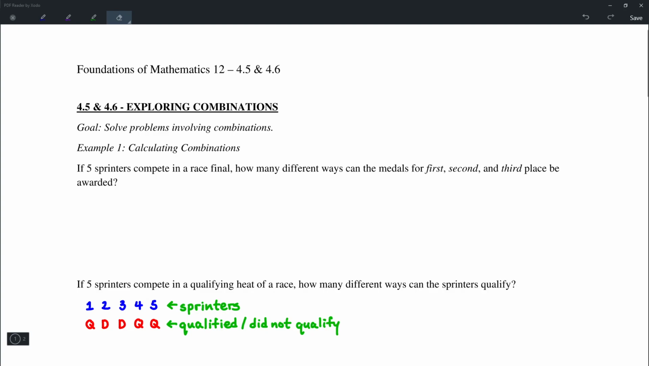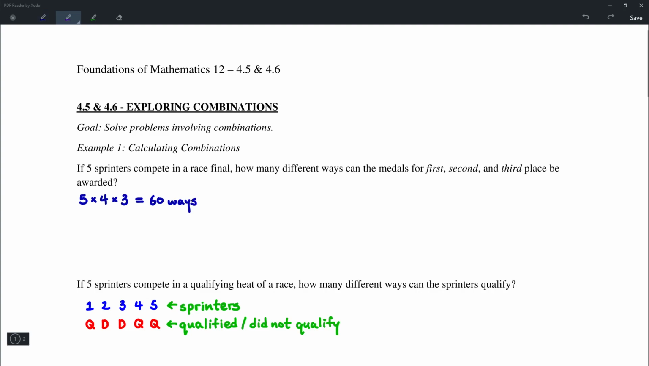So 5 different sprinters can win first place. After that, the 4 remaining sprinters can win second place. And finally, there are 3 different sprinters that can win third place. So if we multiply those 3 numbers together, we'll get 60 ways that the medals can be awarded.